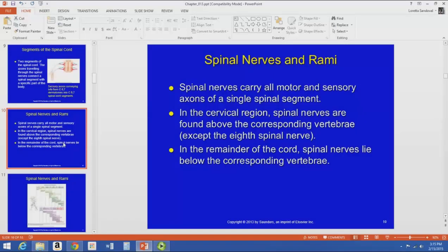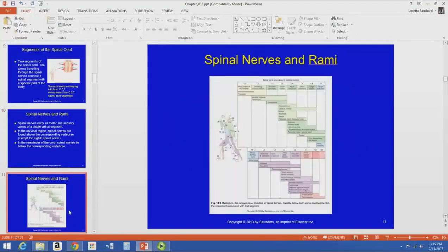In the cervical region, the spinal nerves are found above the corresponding vertebra, except the 8th, because there is no C8, and for the rest, the nerves lie below the corresponding vertebra. Okay, just to review what we just said. There's this neat little chart of what muscles are innervated by the different spinal nerve roots. I certainly don't expect you to memorize this, but just to be familiar with it.